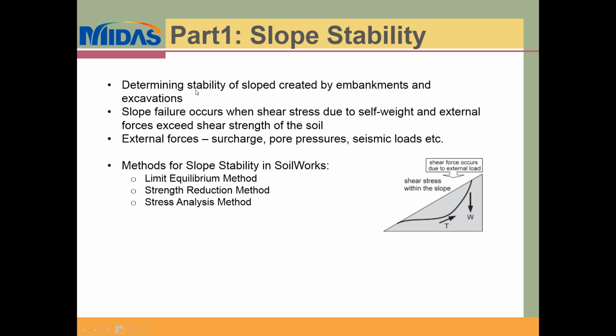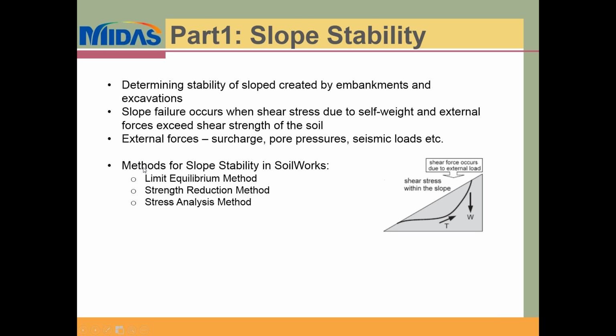The slope stability, or the determination of the factors for the slope stability, is very crucial for the embankments which are created during the constructions or the excavations. And the slope failure occurs usually when the shear stress, which is imposed either due to the additional surcharge loads, pore pressures, or the seismic loads above the self-weight of the slope, exceeds the material strength of the slope. Then you will observe the slope failure.